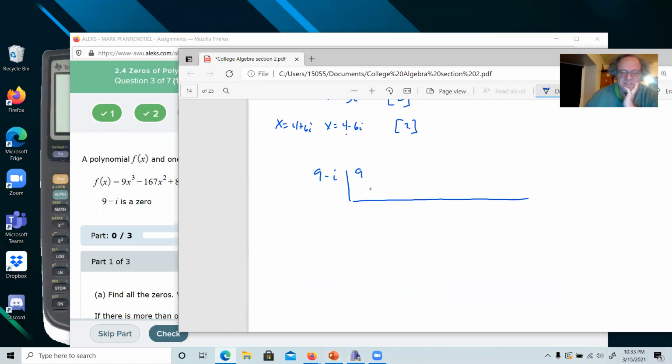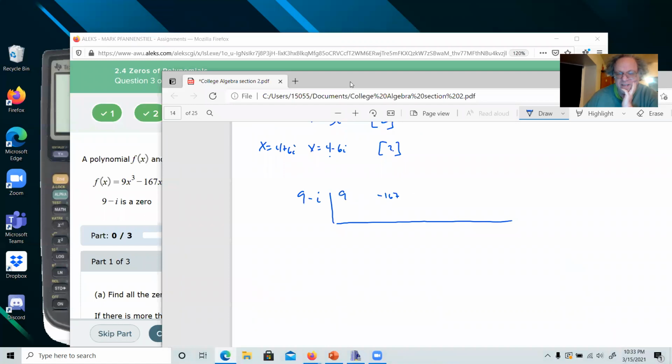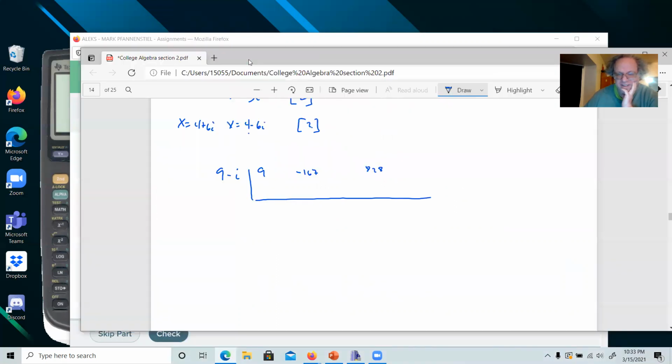Okay, so I'm going to go ahead and spread these out a little bit because I know that these values are going to be complex numbers. So we need some space. We need negative 167, a positive 828, and then a negative 410. So the synthetic division rules apply. It doesn't matter about this. We just bring that 9 down.